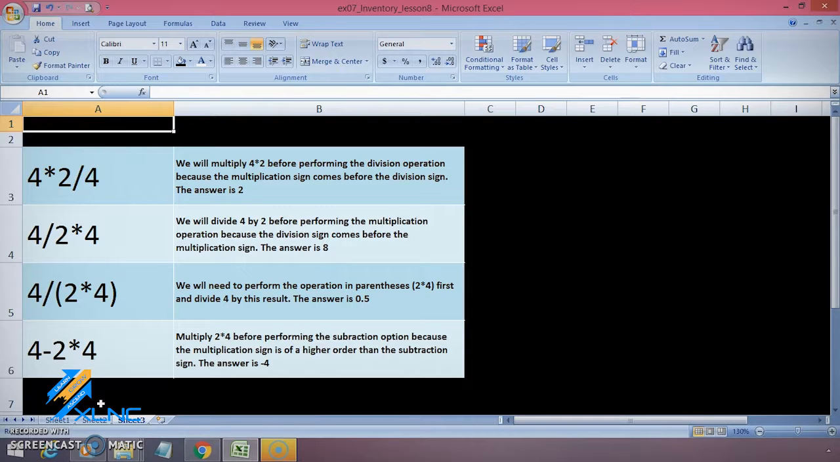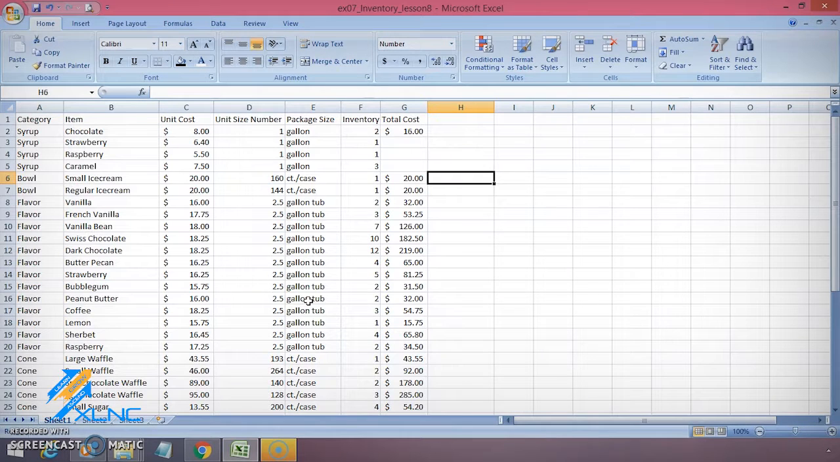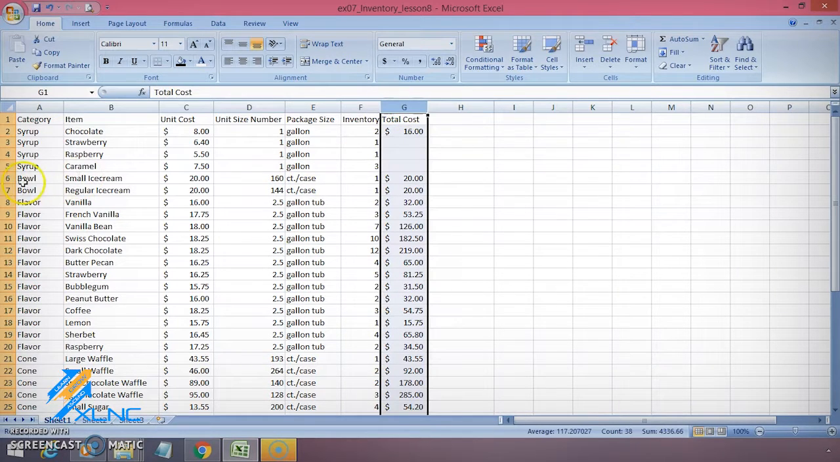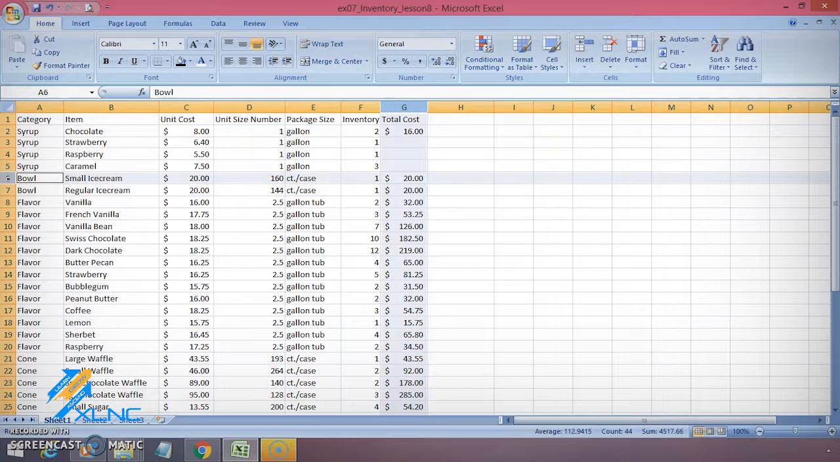Now that we have covered most of our operations and written a few formulas, let's see how it works in the spreadsheet using cell references instead of numbers. A cell reference, or cell address, is the name of the cell based on its location. This cell is where column G and row 6 intersect, and that's why the address is G6.